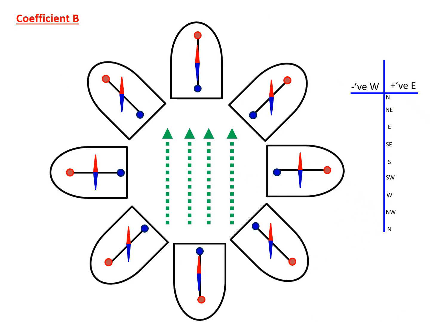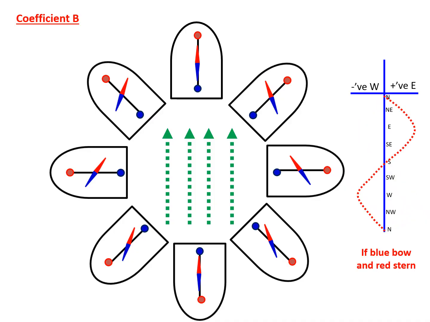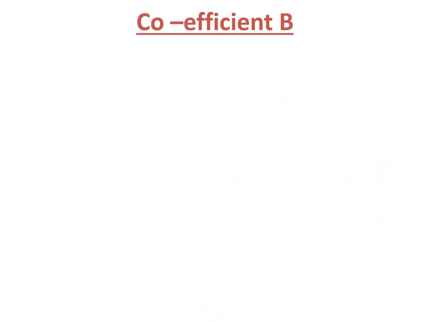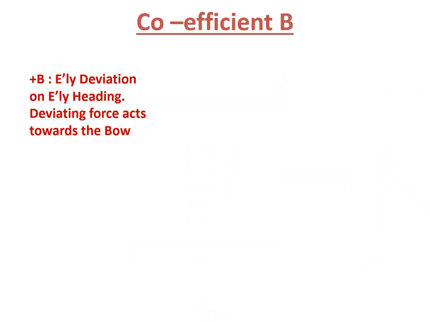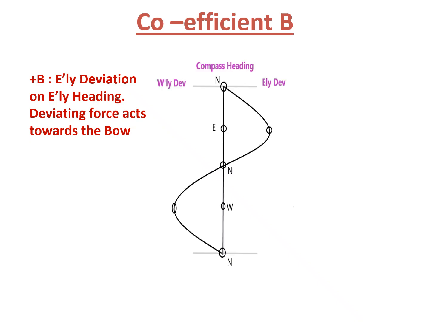And if we see the animation, we'll see that coefficient B will produce the deviation in that manner, right? We can see this animation and it will create a curve like that, right? So as you have seen, this curve can be of two types: either easterly deviation on easterly courses, and this deviating force will always act towards the bow, and it will give us a curve like that, right?